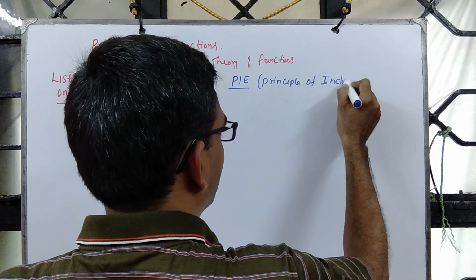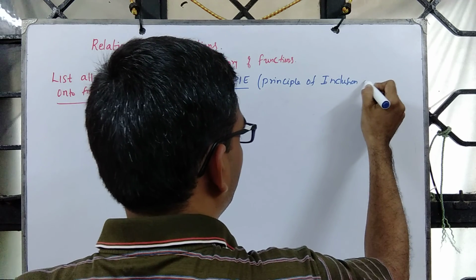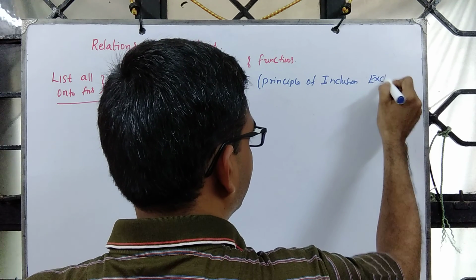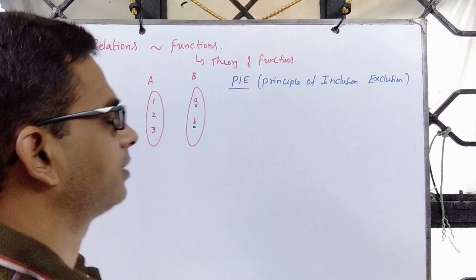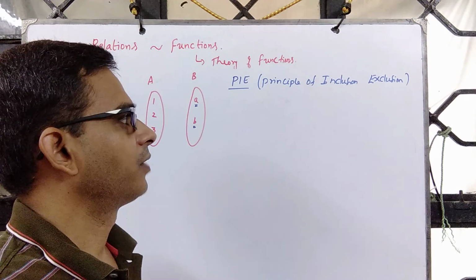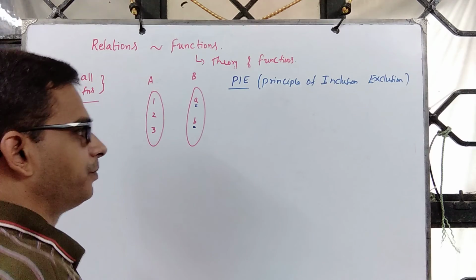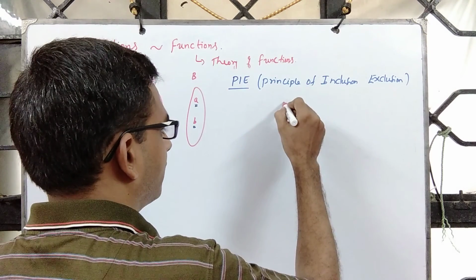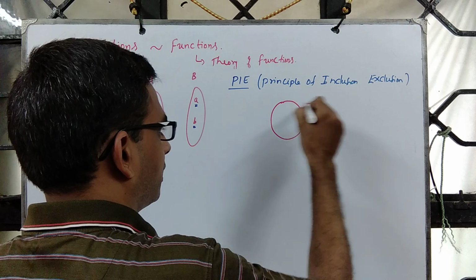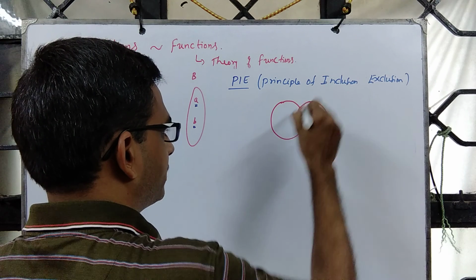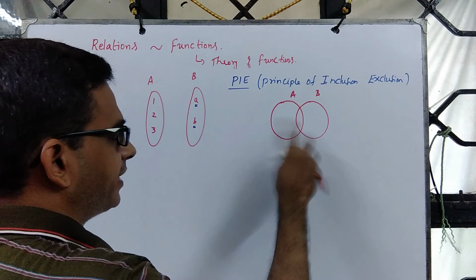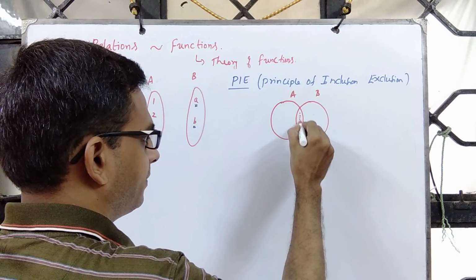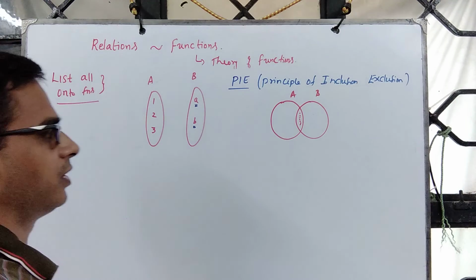Such a powerful proof technique, similar to mathematical induction, and it is applied in many places in mathematics. But in some form we have seen it in our earlier classes. Consider these two sets A and B, and they have some intersection. This part is representing the intersection.